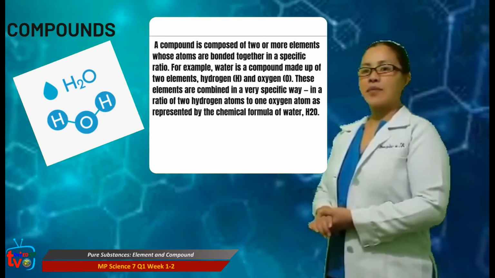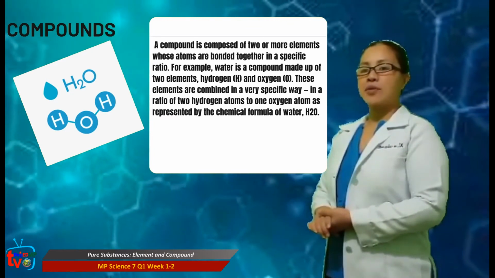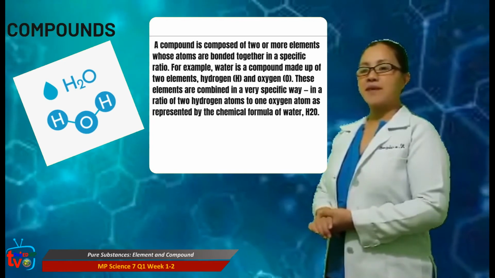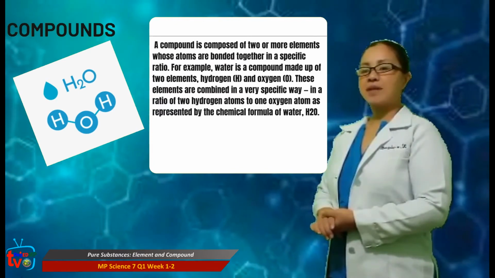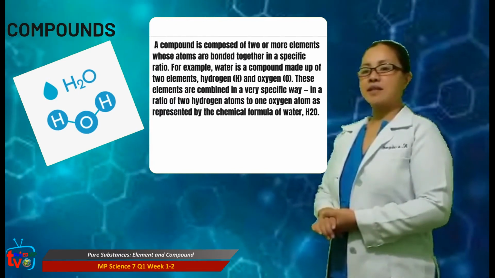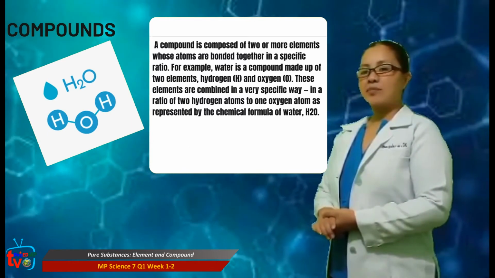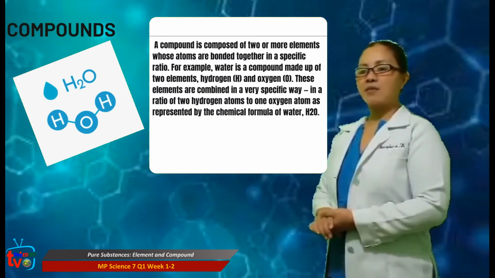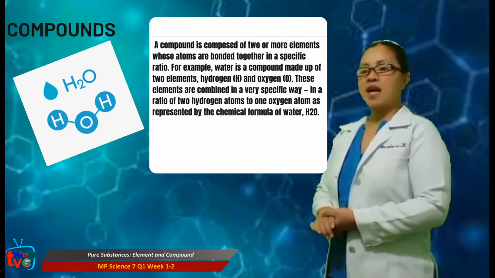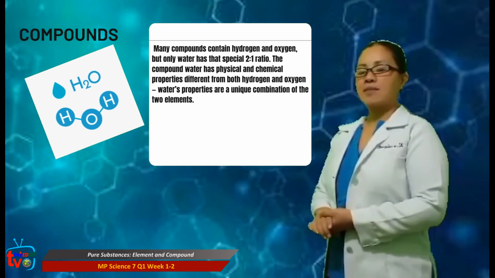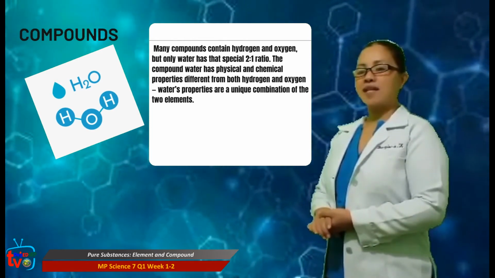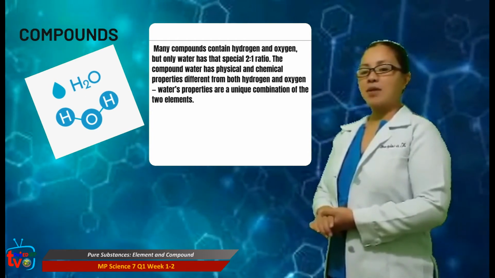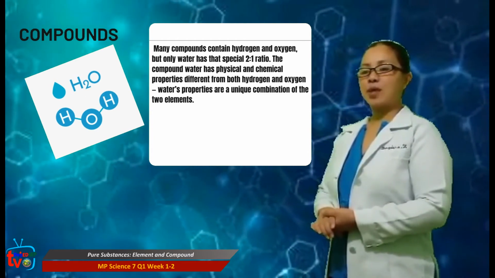Let us now move to compounds. A compound is composed of two or more elements whose atoms are bonded together in a specific ratio. For example, water is a compound made up of two elements, hydrogen and oxygen. These elements are combined in a very specific way in a ratio of 2 hydrogen atoms and 1 oxygen atom, as represented by the chemical formula of water. Many compounds contain hydrogen and oxygen, but only water has the special 2:1 ratio.